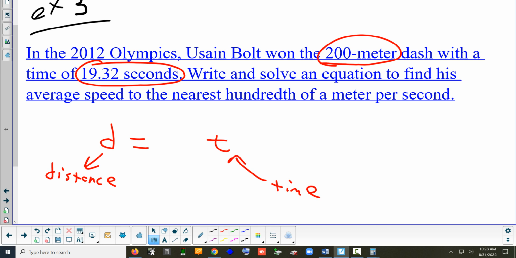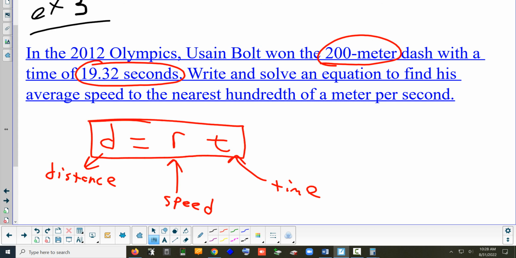And what are we solving for in this problem? What do they want us to figure out? The average what? Speed. That's the third thing. A lot of times they call speed the rate. Your rate of speed is how fast you're going. So this is the speed. If you didn't know that formula, that's okay. You wouldn't necessarily know that, but now you do. It's the distance, speed, and time formula.